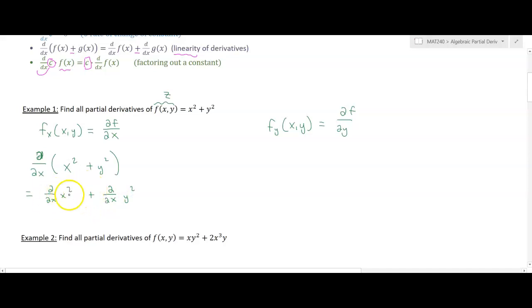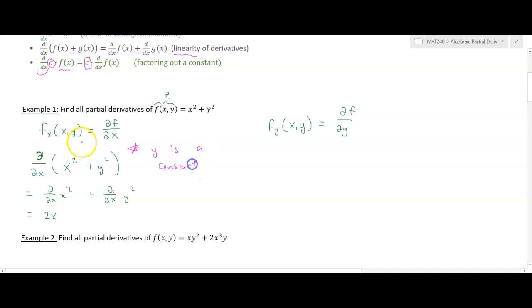So we already know that the derivative of x squared with respect to x is 2x. That's by one of our favorites, the power rule. Now, in the second term, we are treating y as a constant. So we need to point that out here. Y is a constant. Why is it a constant?